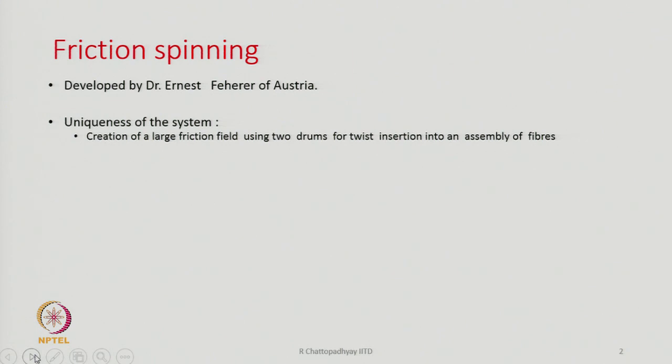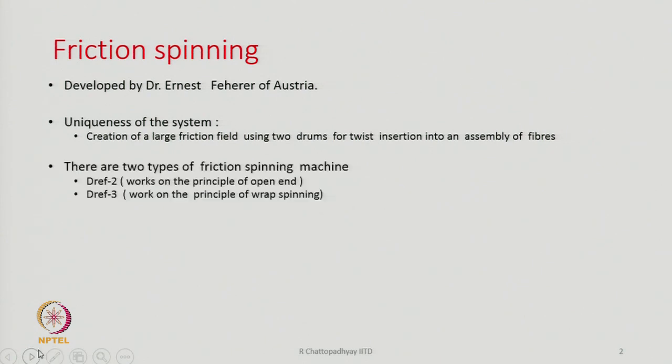The uniqueness of the system is the creation of a very large friction field using 2 drums for twist insertion into an assembly of fibers. That is the uniqueness of the system. There could be 2 types of friction spinning machines or technology, DREF 2 and DREF 3.